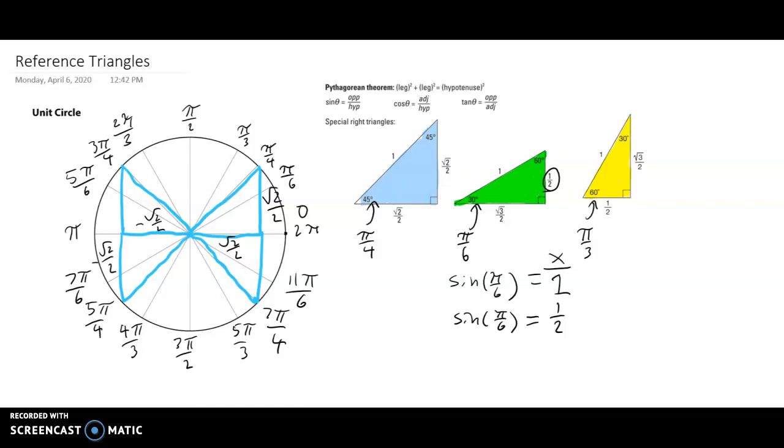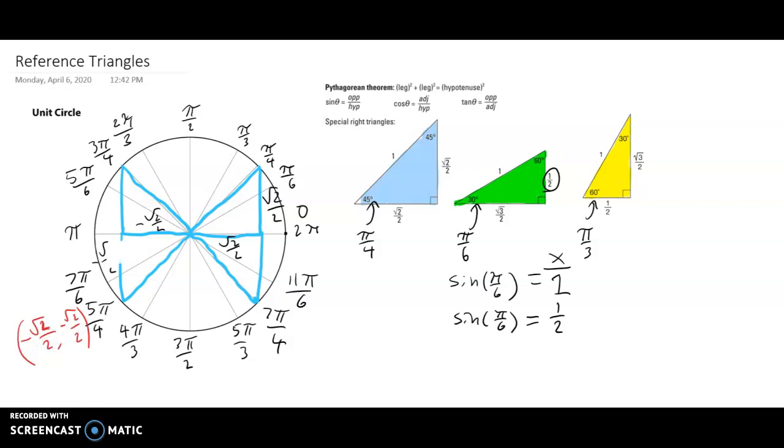So if you were looking at the coordinates for 5 pi over 4 right here, the coordinates for that one would be negative square root of 2 over 2 comma negative square root of 2 over 2, because now we're in the negative direction in the x direction and in the y direction. So both of our x and y coordinates are going to be negative.